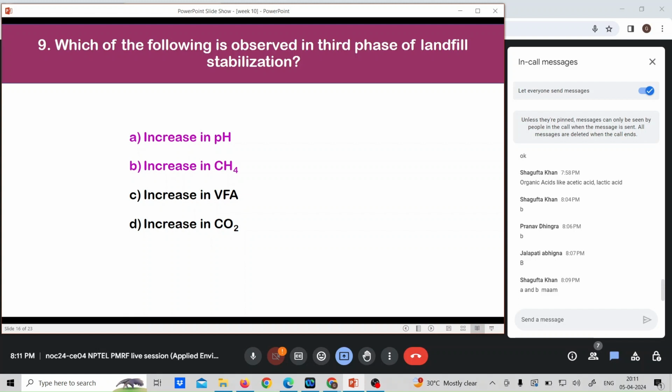So in this case, to explain the answer, the third stage is the methanogenesis phase, as you all know. In the methanogenesis phase, methane generation happens, so obviously there is going to be an increase in the methane content. And because of the microbial action, there will also be a decrease in carbon dioxide, a little decrease, not much, but there will be a decrease in the CO2 composition. And also, we can expect a decrease in VFA, because VFA is consumed, okay? Because VFA is consumed from the system, the pH is going to be increasing. Is that fine?